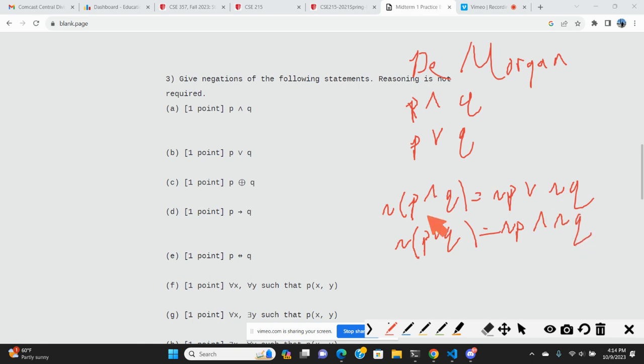So essentially what you're doing is distributing the negation out to P and Q and then flipping whatever connective this is. If it's an and, flip it into or. If it's an or, flip it into and. So that alone allows us to solve the first two very straightforwardly. So the negation of P and Q is negation of P or negation of Q. Similarly, this can be written as negation of P and negation of Q. And these two are just De Morgan's laws.